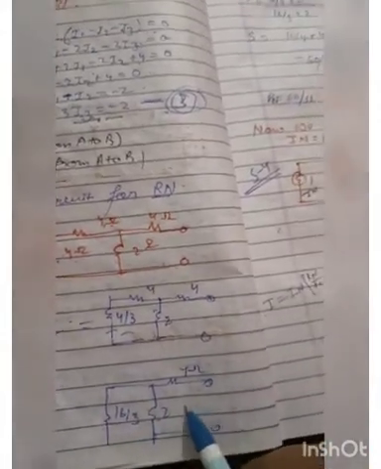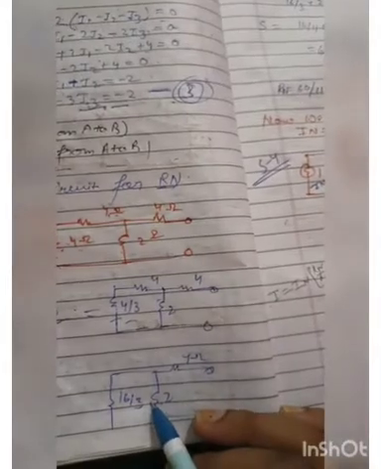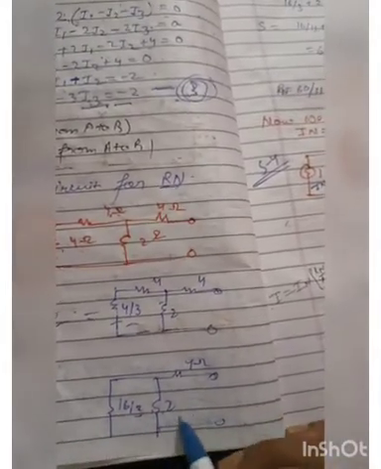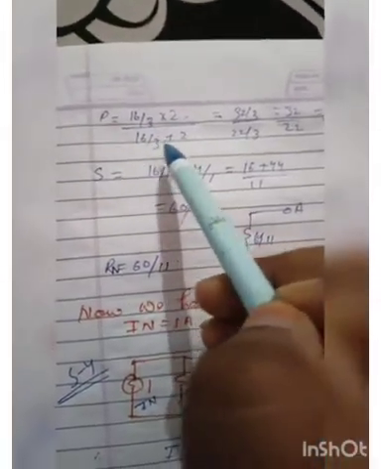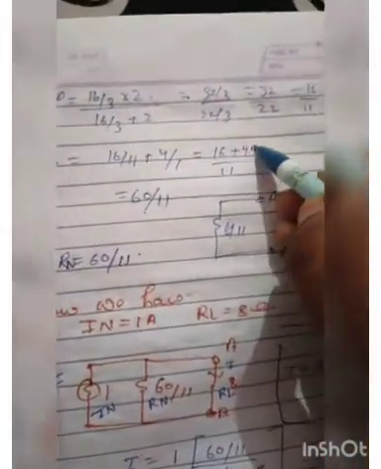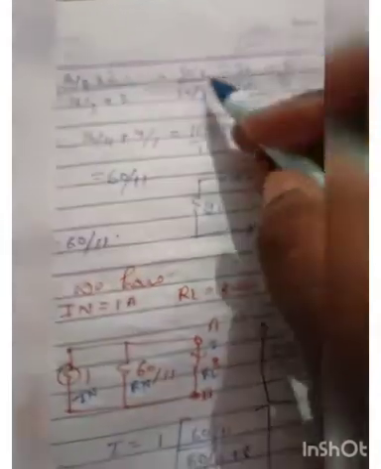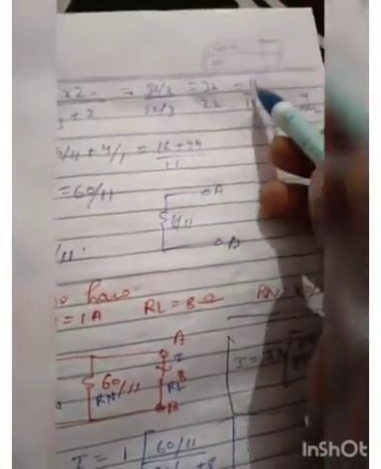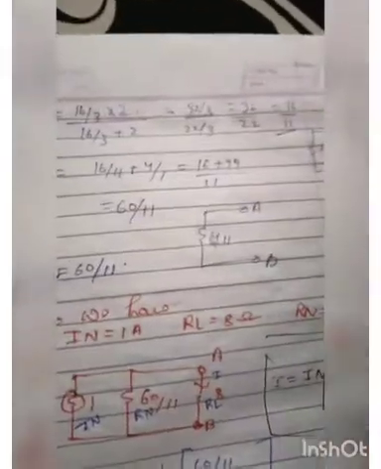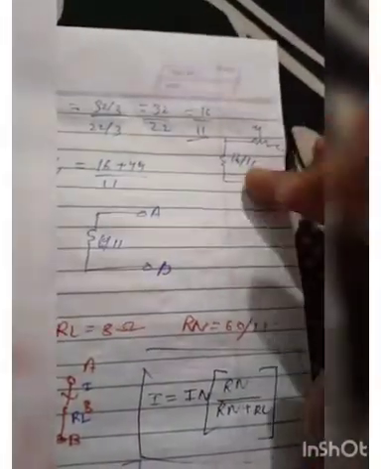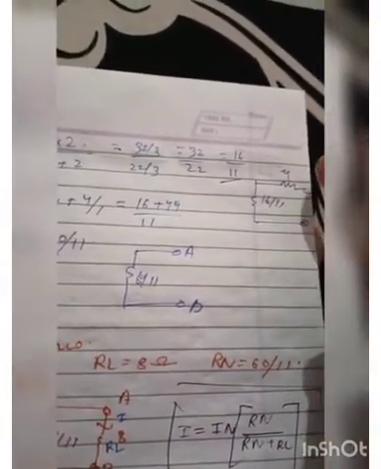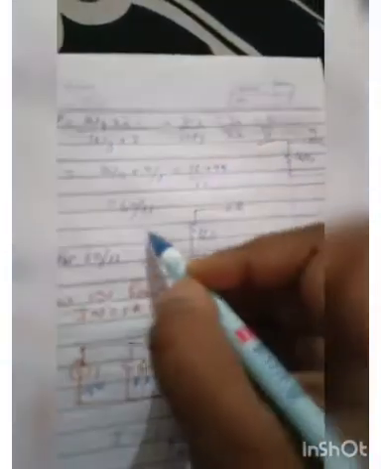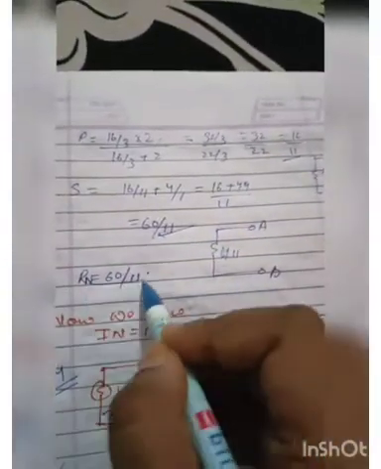After solving these two, we get that these 16 by 3 and these 2 are connected in parallel. Then we solve it. 16 by 3 into 2, over 16 by 3 plus 2, is equal to 32 by 3 over 22 by 3. After we further solve it, we get 16 by 11 as our result. Then our circuit becomes like this: 16 by 11 and these 4 ohm. We see that these are connected in series. Then we solve it and we get 60 by 11 as our Rn.